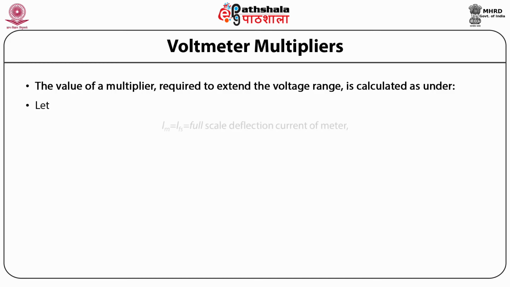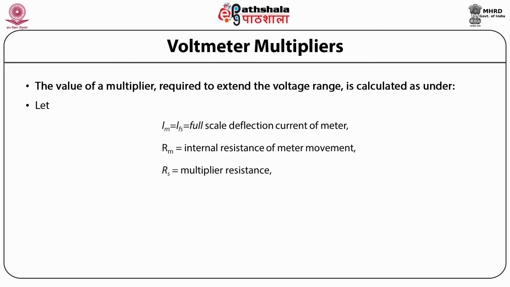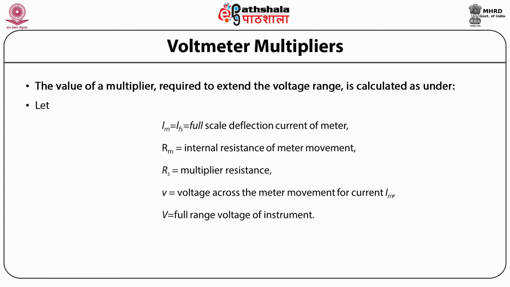Let Im be the full scale deflection current of the meter, Rm the internal resistance of the meter movement, and Rs the multiplier resistance. Small v is the voltage across the meter movement for current Im. Capital V is the full range voltage of the instrument.